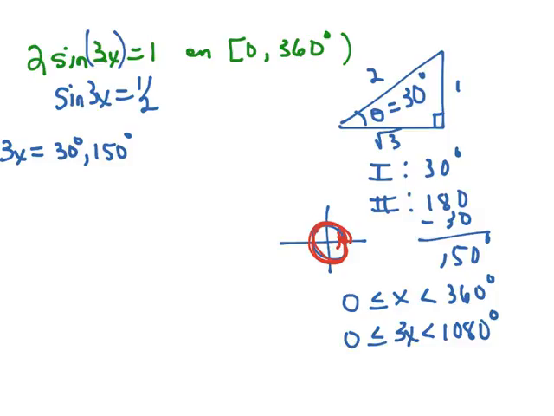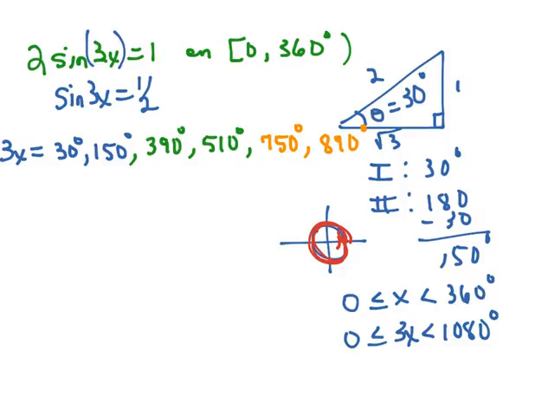So not only are the answers going to be 30 and 150, but if I went around the circle the second time, 30 plus 360 would be 390, and 150 plus 360 would be equal to 510. Then if I go around the circle another time, 390 plus 360 would be equal to 750 degrees, and 510 plus 360 would be equal to 870 degrees. So those are all values that would work for 3x.